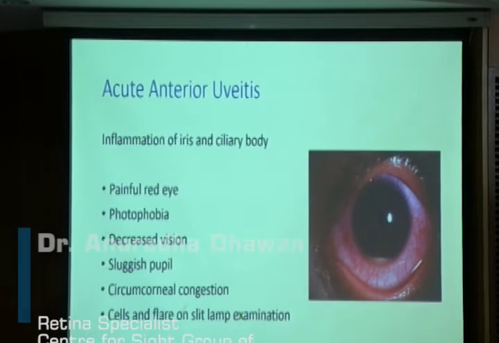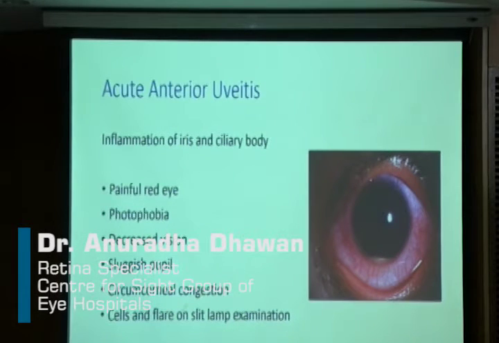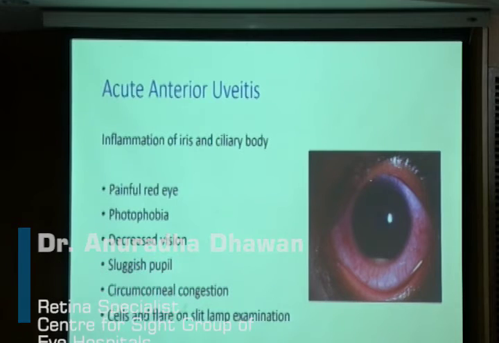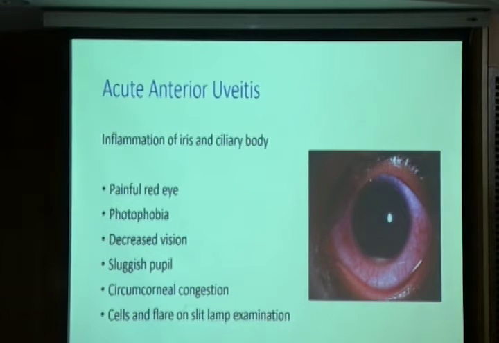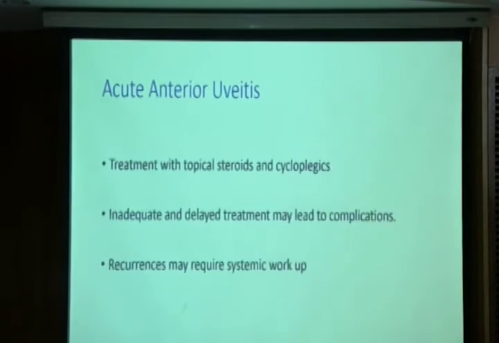Acute anterior uveitis again presents with red eye. All those red flags are there: red eye, photophobia, decreased vision, sluggish pupil, circumcorneal congestion. But here if we do the slit lamp examination, we will see the cells and flares and a hypopyon. This type of condition also develops very acutely and is very discomforting to the patient. Why have I put it in the emergencies?